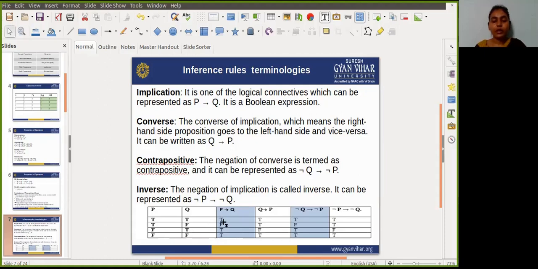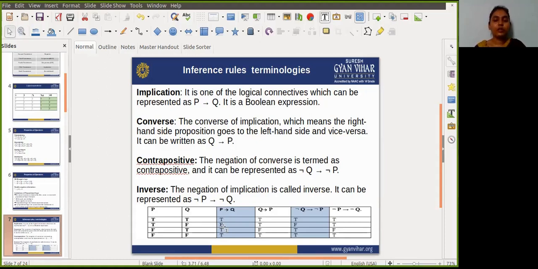So only in the second row it gives a value false, because the value of p is true but the value of q is false. In that case it gives only a false value, and other than that, it will be true. Okay, next one is the converse.